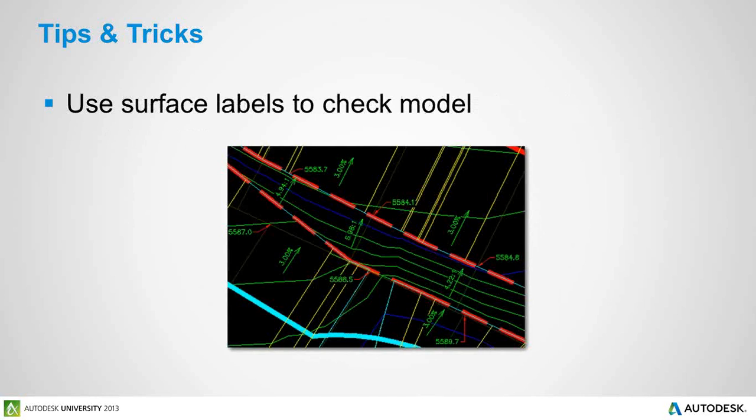One last tip that I will point out here in the general stuff is that I use surface labels to check my model. An example we'll look at later on is when I'm grading my subdivision. We have lots graded from one street to the toe of slope, and then from the street above we'll grade out to the property line, and then I will just let it interpolate the triangulation between the two.